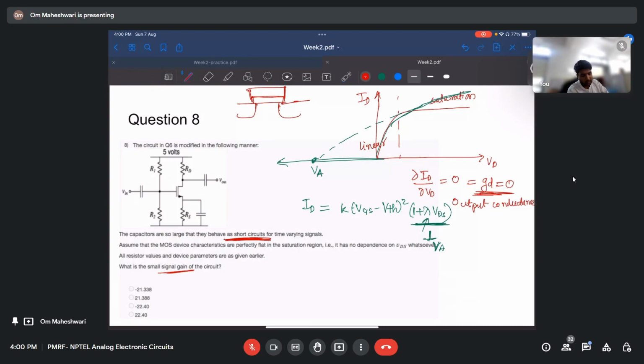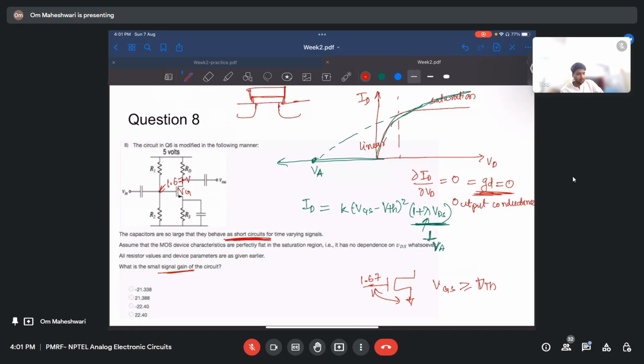So what a small signal is simply, let's say you have biased your circuit somewhere. You know what biasing means. Earlier we were getting 1.67 volts of VG here, right? So this biasing will just put it in saturation, because VGS is greater than VTH, and let's say VD is also greater than VGS minus VTH.